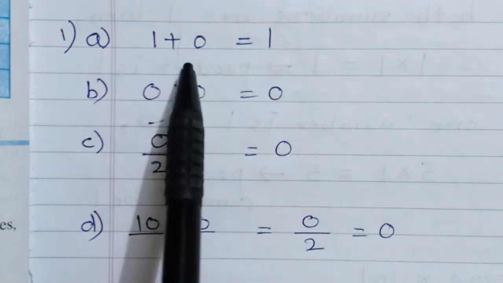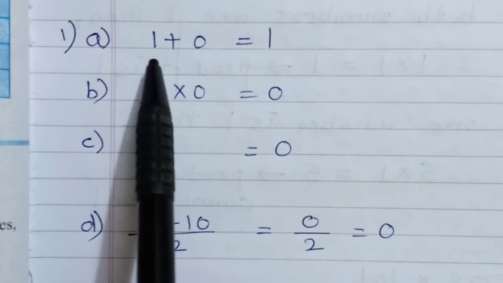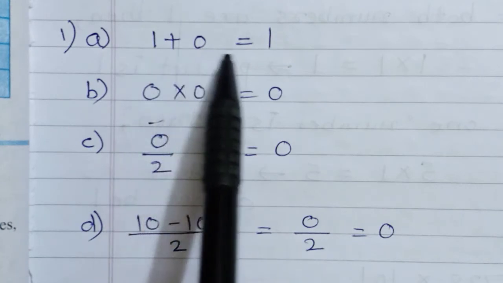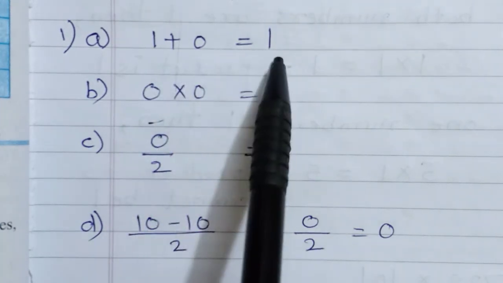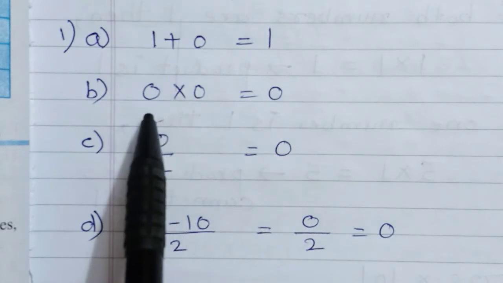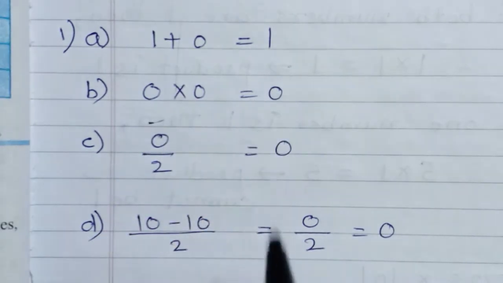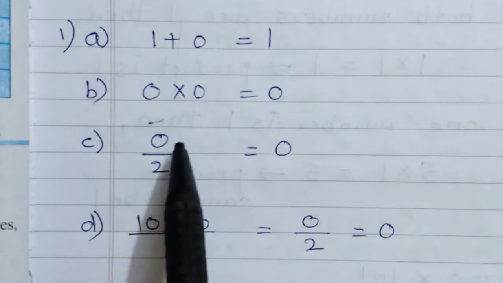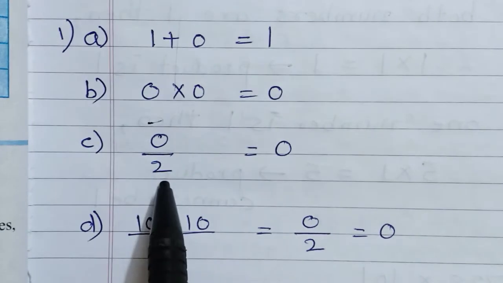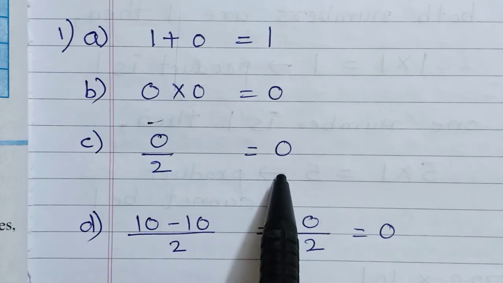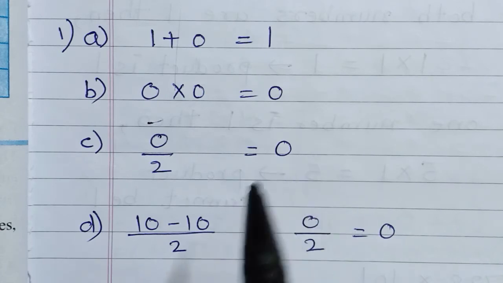Now we have seen that any number added to 0, the answer is itself. So here the answer is 1. Second, 0 into 0 always gives 0. Third, when 0 is divided by any other number, the answer is 0.